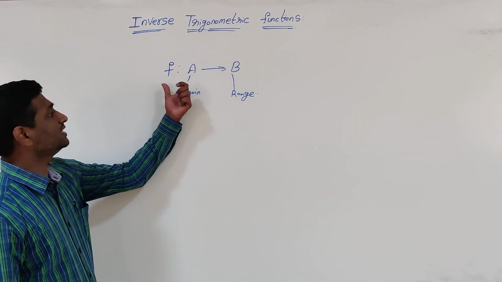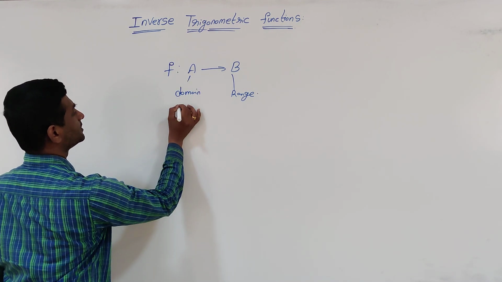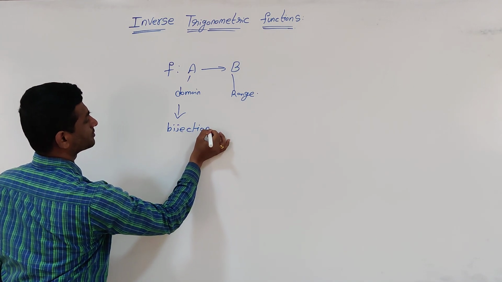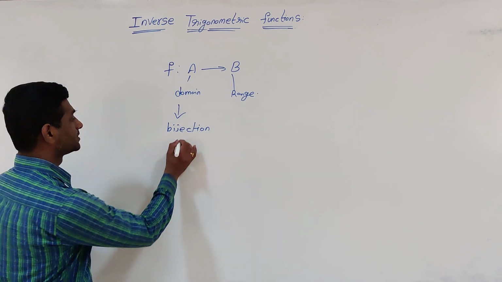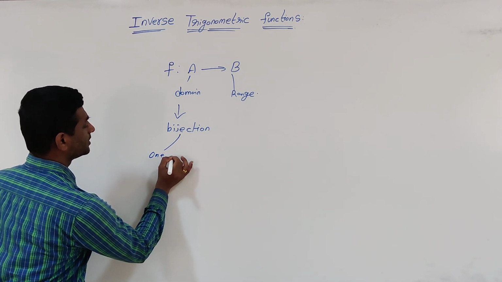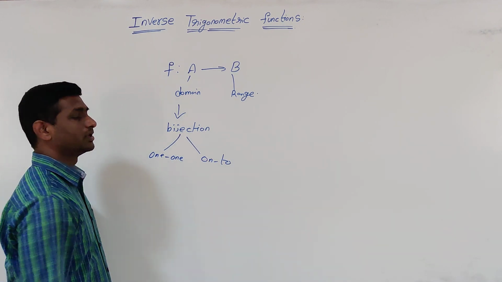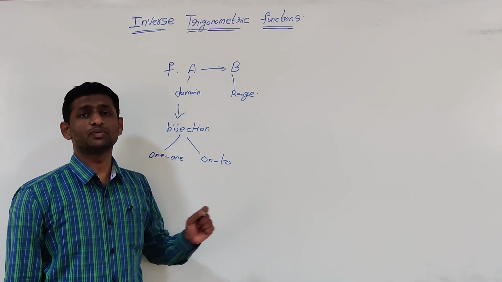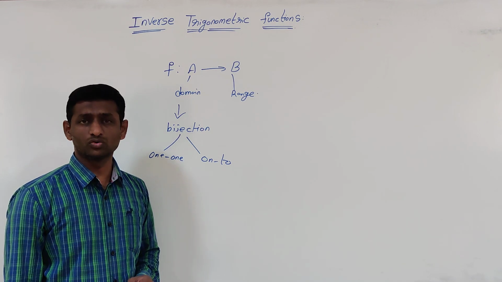Now, when this function is a bijection, what is a bijection? A function which satisfies both one-one as well as onto. A function is said to be bijective if f is both one-one as well as onto.